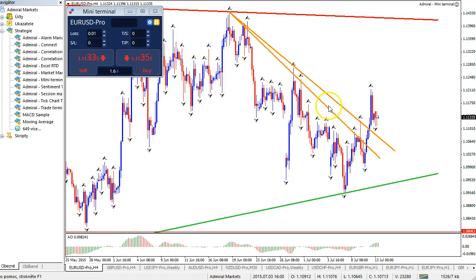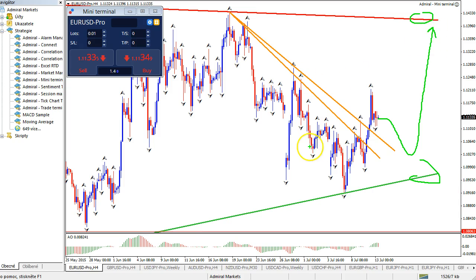At the moment, the most important are the green line and the red line, and we're relatively closer to the bottom. So I would expect price to actually retest that line and bounce up to retest the top within this wedge after breaking this internal line indicated by orange.